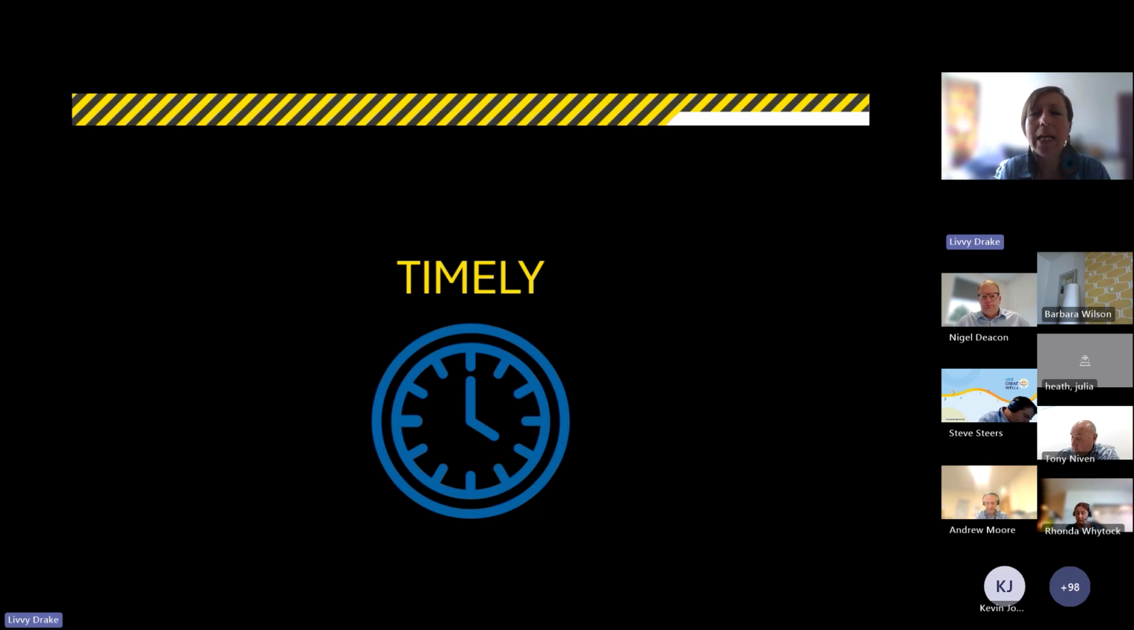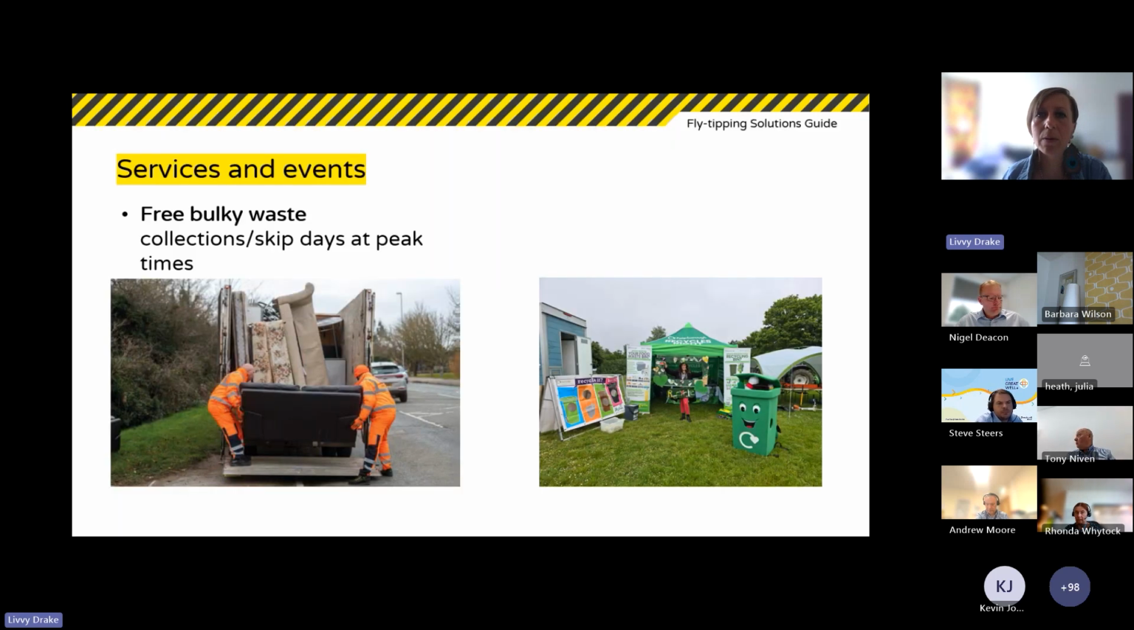Timely, so the T of EAST, how do we make things timely? So we have talked about free bulky waste collections. So when are you doing those? Are there peak times when people start to get rid of things, like after Christmas? Are you doing your free bulky waste at those peak moments? And then other kinds of events.